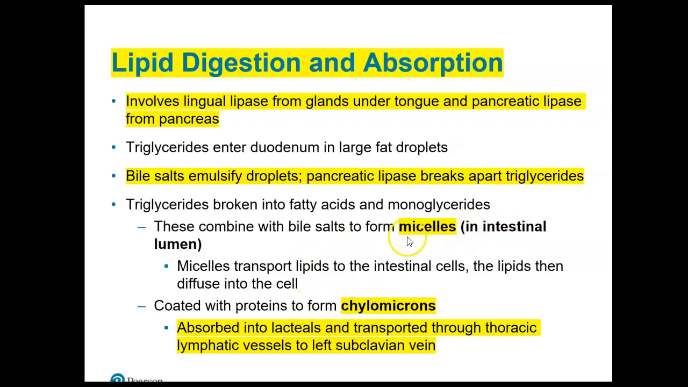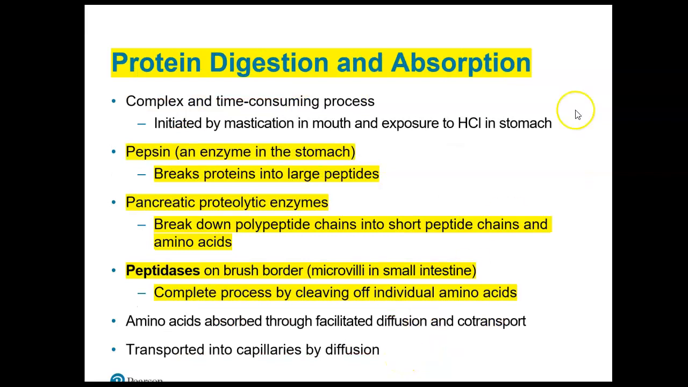Then once those micelles are coated with proteins, we call them chylomicrons. The chylomicrons, which are basically fat, bile salts, and proteins, are absorbed into the lacteals and transported from the lymphatic system into the venous system, emptying into the veins at the left subclavian vein. So this just keeps the fats from entering the bloodstream until they've been fully broken down.